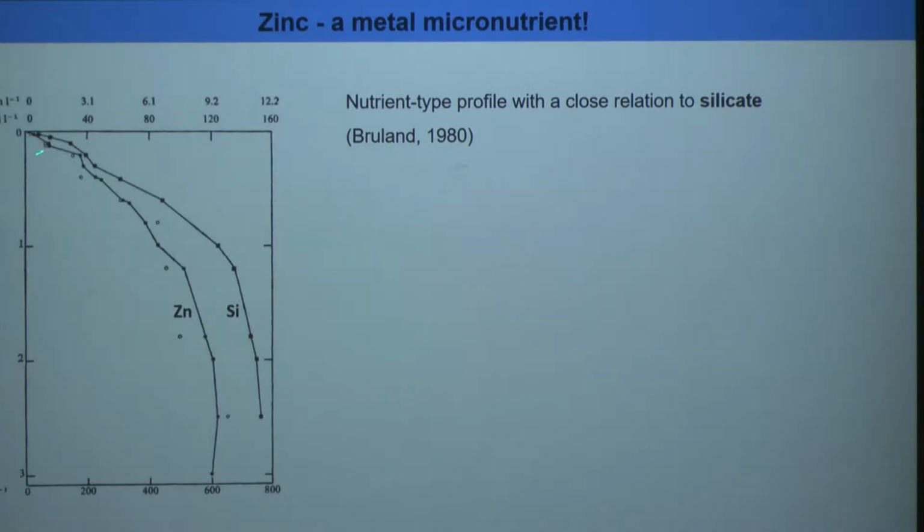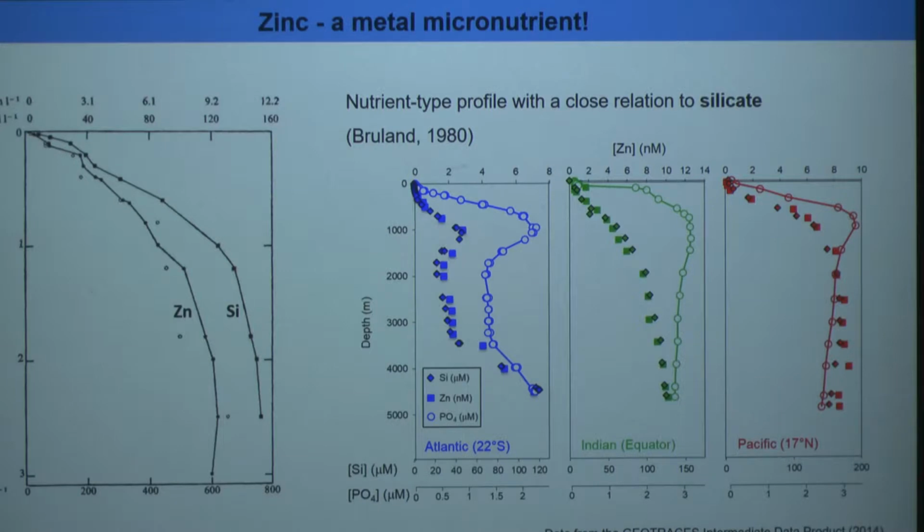so unsurprisingly, since zinc is so important for all the phytoplankton in the surface, again you have these nutrient type profiles with surface depletion and then an increase with depth. However, somewhat surprisingly, it correlates with silicon this time, not with phosphate. Again, this becomes much clearer if you look at newer data, though it's more obvious in this one.